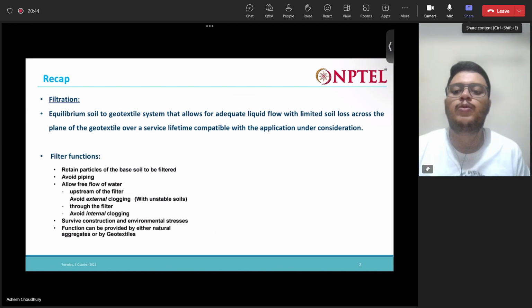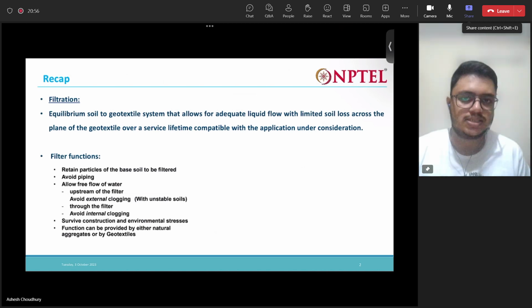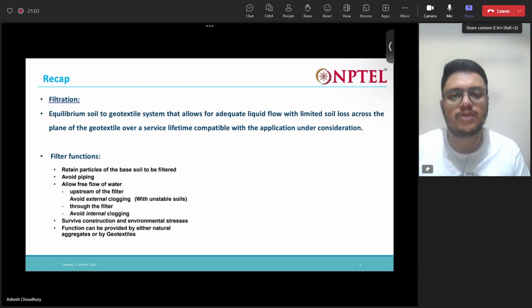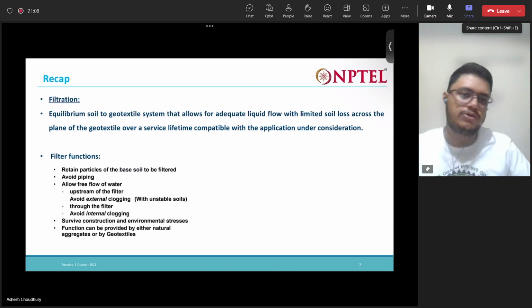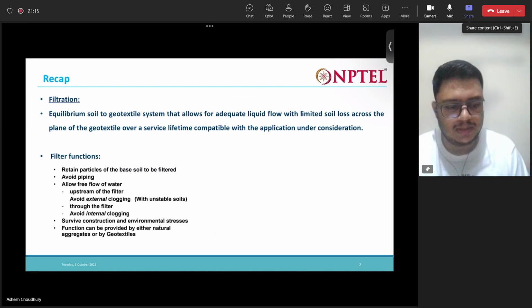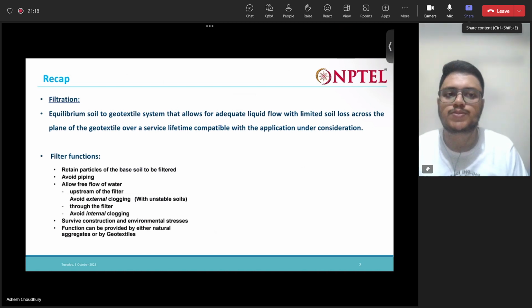Also, when it is doing this, the filter should avoid getting clogged, and it should survive the construction environmental stresses. While it is being placed during construction, whatever filter you are using should survive the stresses that come into play during the construction process, right? And also it should survive the environmental stresses. All right.